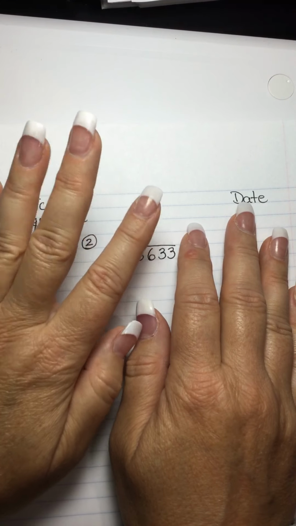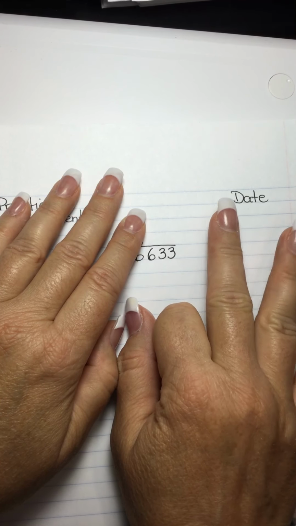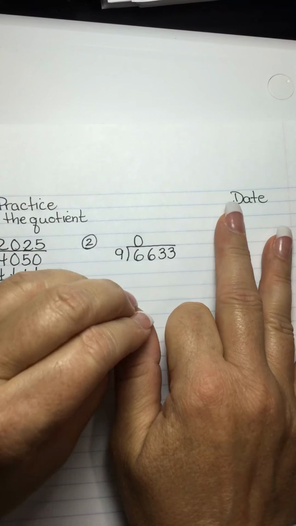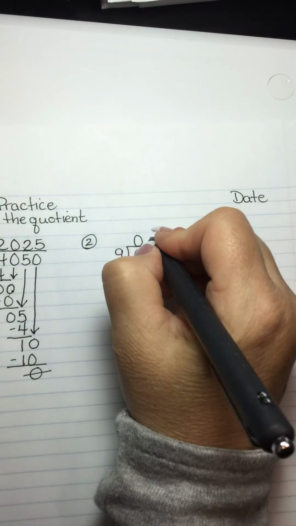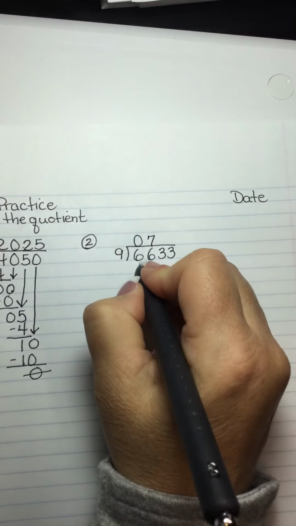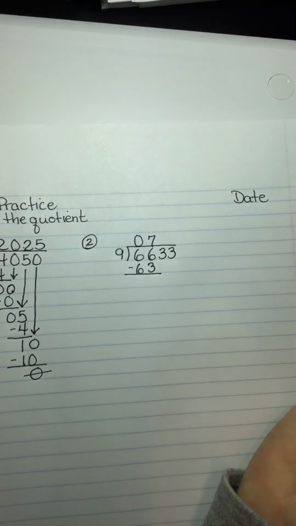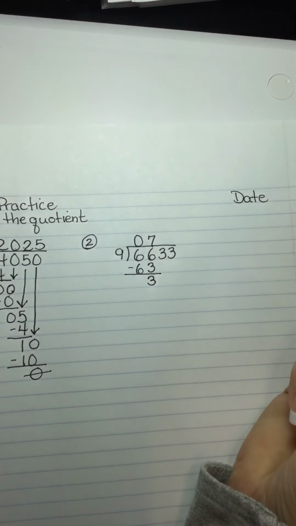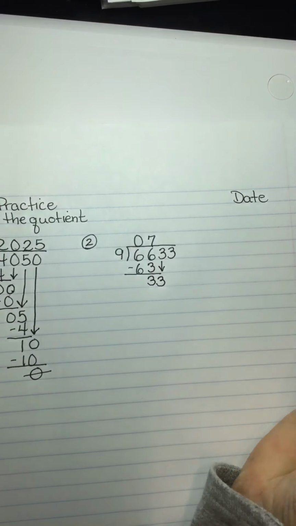So let's see, 1, 2, 3, 4, 5, 6. I'm going to put this down, and then there's 3 on this side. That's my 7th finger. So I know 63 is the closest. 9 times 7 is 63. 66 minus 63 is 3. I'm going to bring down the next 3.